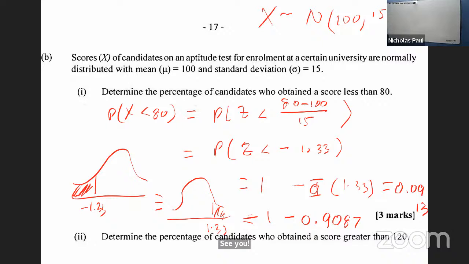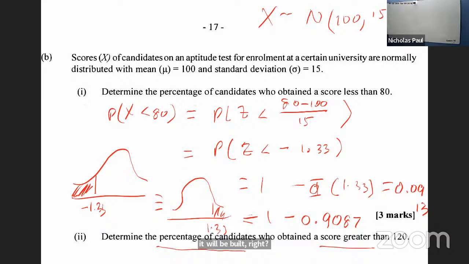Right, and then they want the percentage of candidates who score greater than 120. Same procedure again, right? So you standardize and you work it out, right? All right, got it.